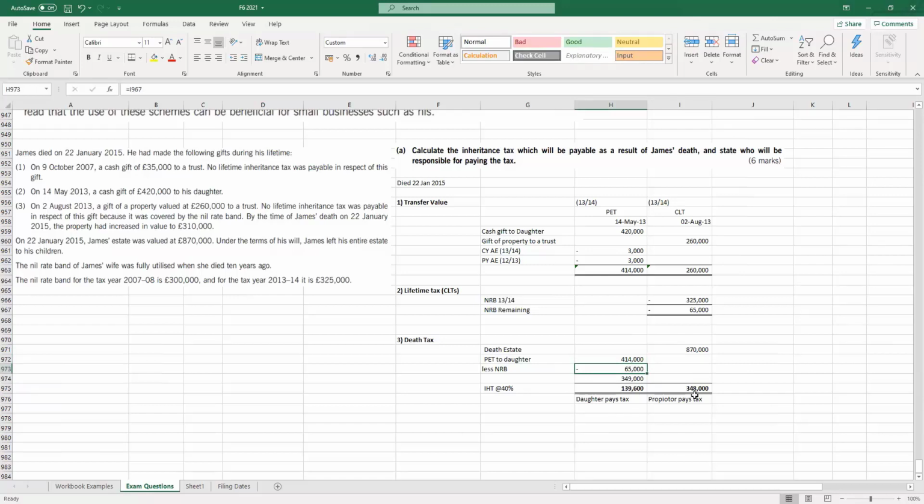I don't understand. So no lifetime inheritance was payable in respect of this gift. I think, but when you're looking at the death tax, you're looking at cumulative. So 414. 414.